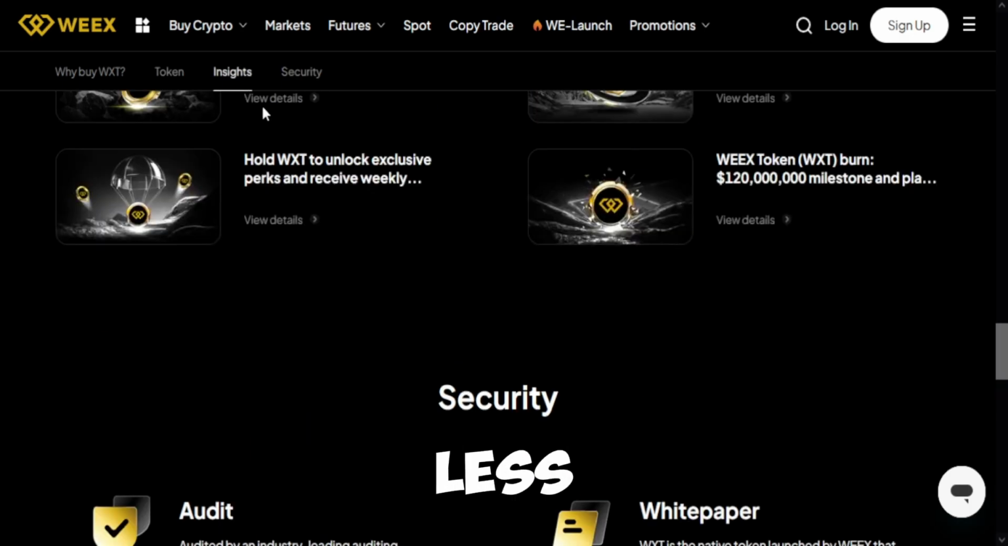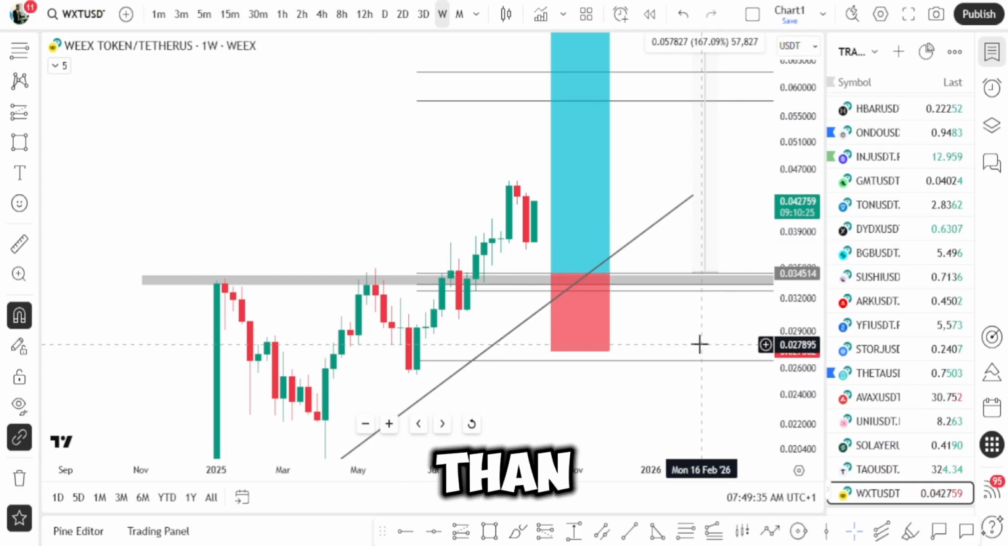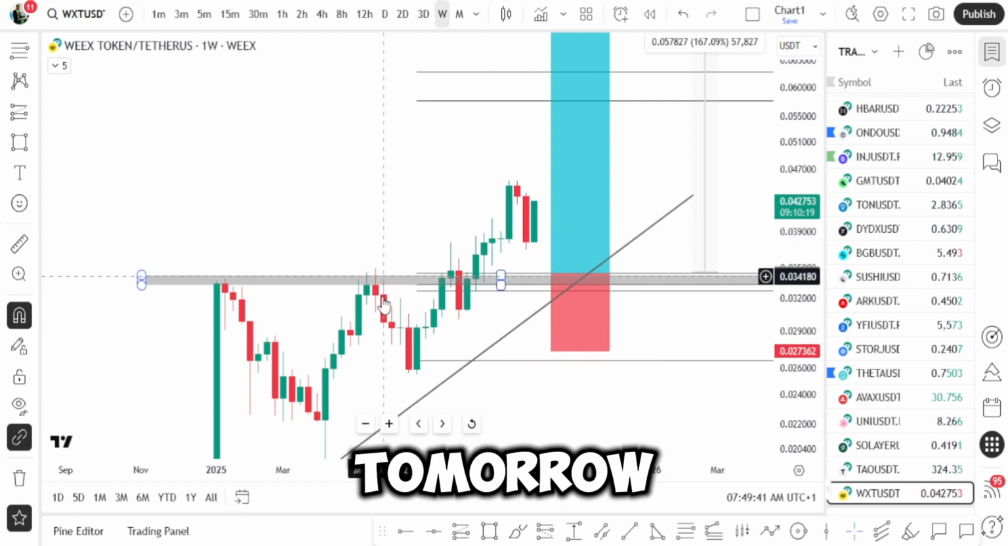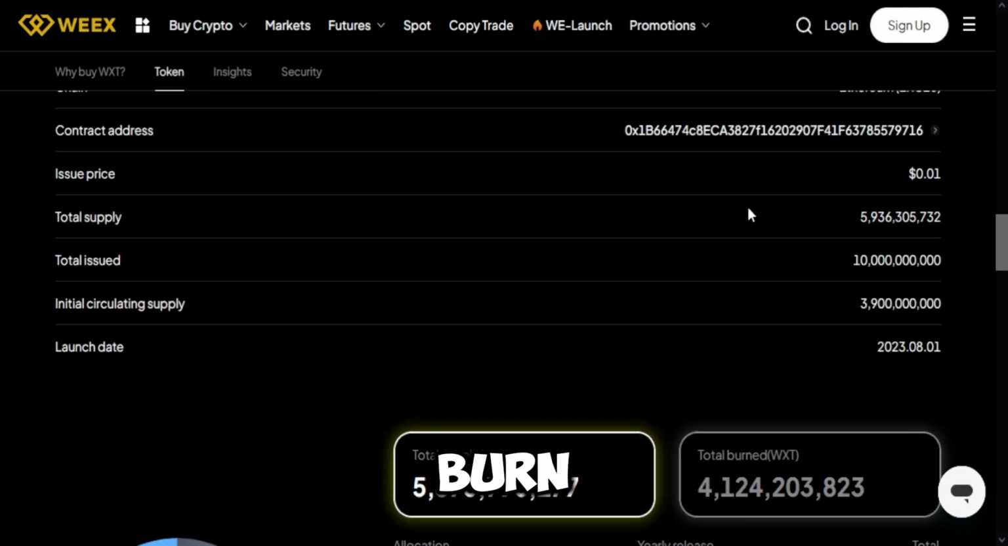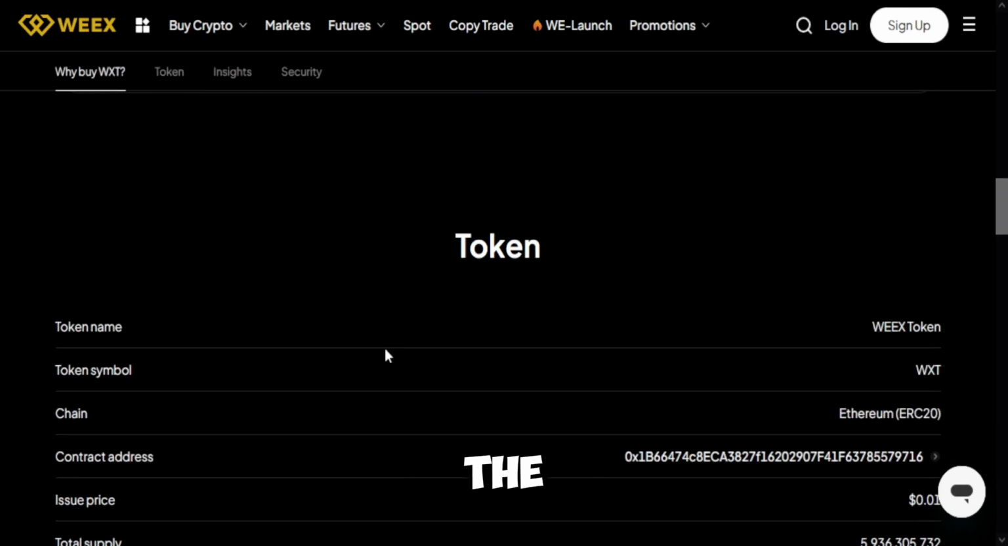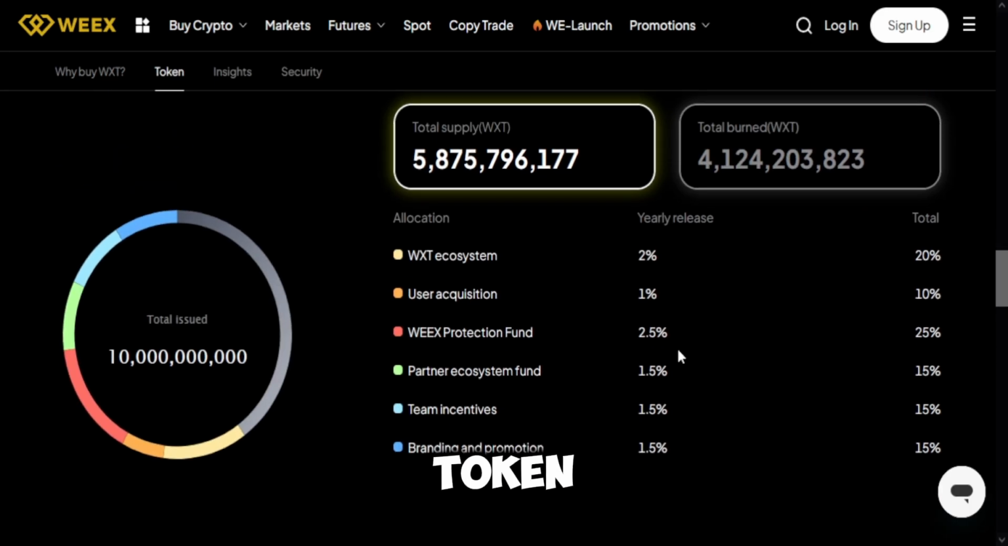This token is still less than, you can see the price right here, guys. It is still less than $1. It is currently 0.42. Tomorrow it could hit $1 because these guys will continue to burn part of this token to reduce the total supply, right? To reduce the supply in the market, they'll keep burning part of this token, and then they keep giving out this token based on what they have allocated it for right here.